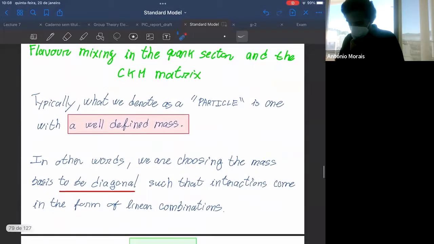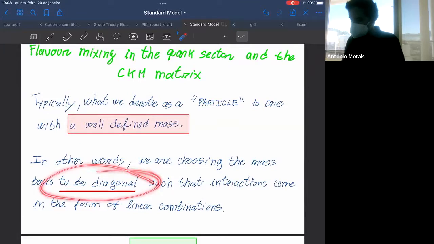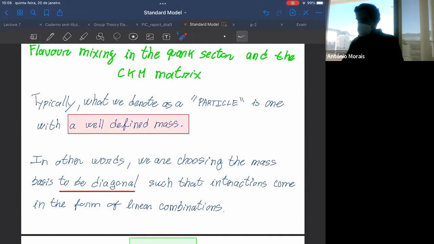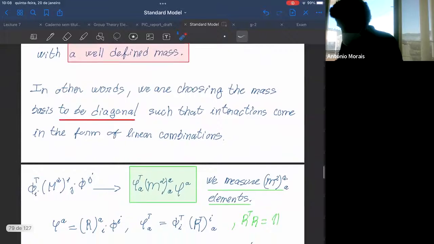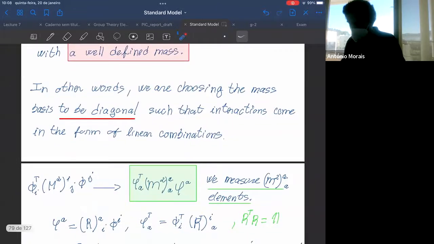So, in other words, we are choosing the mass to be diagonal. The mass basis is what we are going to talk about. But in this basis, interactions come in the form of linear combinations. Let me explain what this is. Suppose you have a certain particle, a certain field. Let's just assume this is a scalar, just to simplify our lives. Let's put it real.